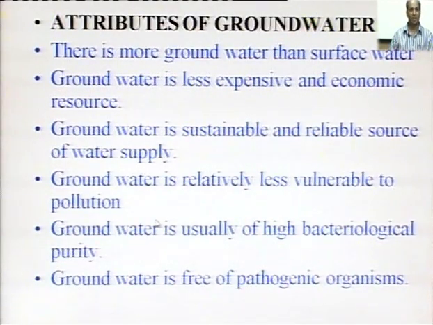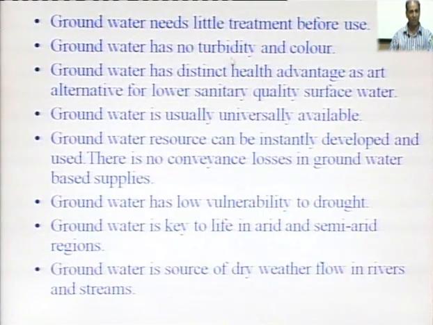So at last I summarize: there is more groundwater than surface water. Groundwater is a less expensive and economical resource. Groundwater is a sustainable and reliable source of water supply. Groundwater is relatively less vulnerable to pollution. Groundwater is usually of high bacterial purity. Groundwater is free of pathogenic organisms. Groundwater needs little treatment before use. Groundwater has no turbidity and color.